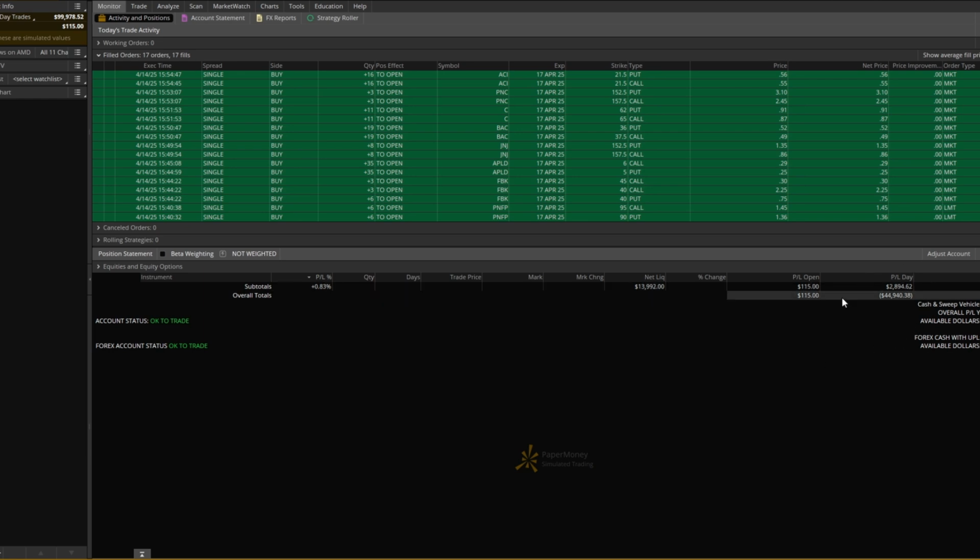Really quick, I just noticed this right here. This whole negative right here, negative 44,940, that's just because I reset the entire account. So we're going to ignore this for the day, and then tomorrow it'll look all fresh. It'll represent the trades that I entered for today.